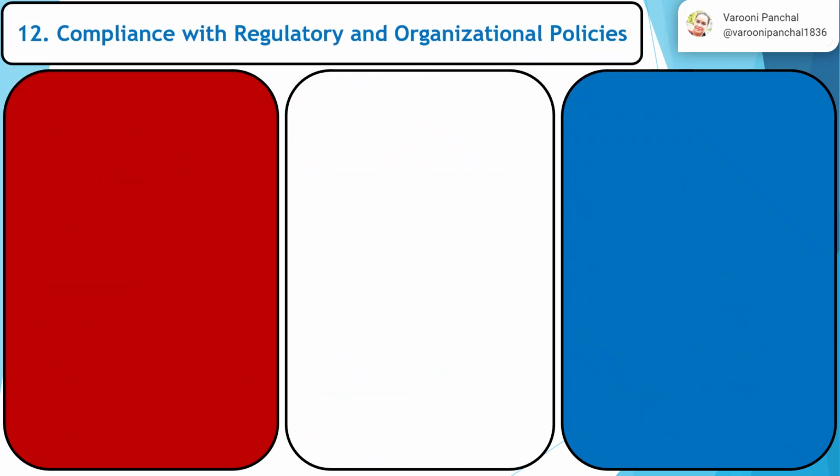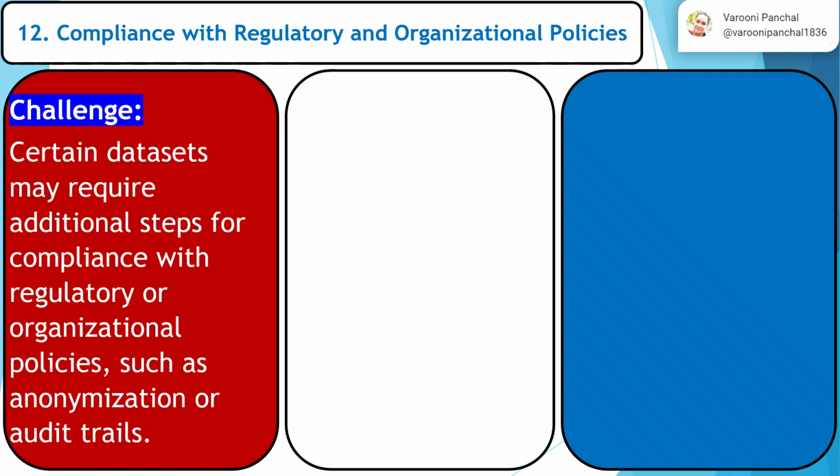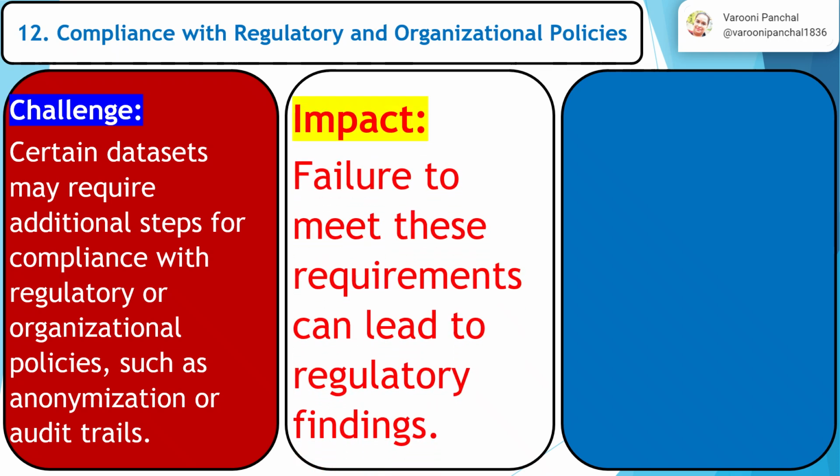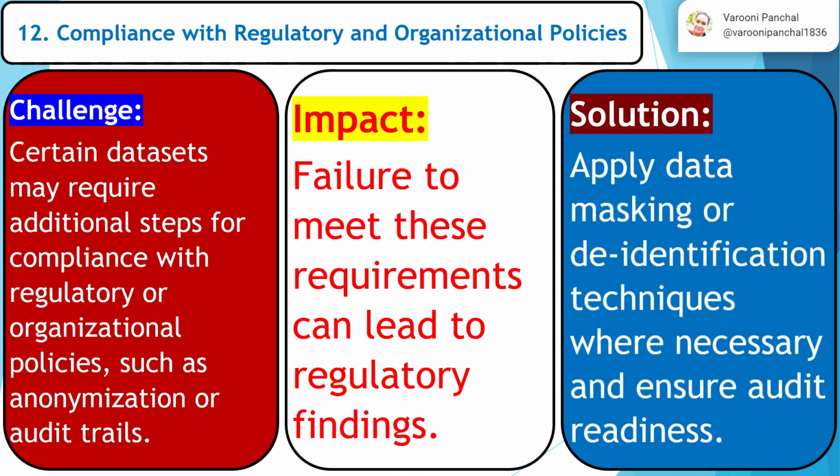Number 12. Compliance with regulatory and organizational policies. Challenge: certain datasets may require additional steps for compliance with regulatory or organizational policies, such as anonymization or audit trails. Impact: failure to meet these requirements can lead to regulatory findings. Solution: apply data masking or de-identification techniques where necessary and ensure audit readiness.